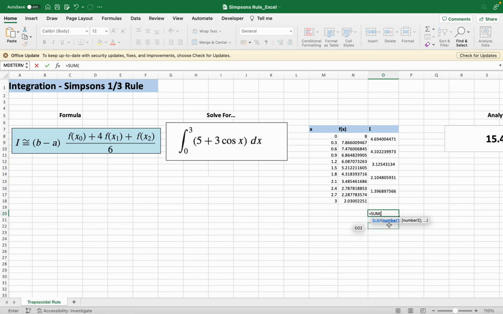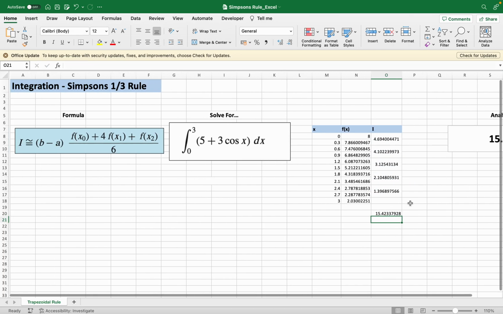Again, we get the same thing. Let's try, check it out. Right, 15.42333. All right, so that's it for the Simpson's 1/3 rule.